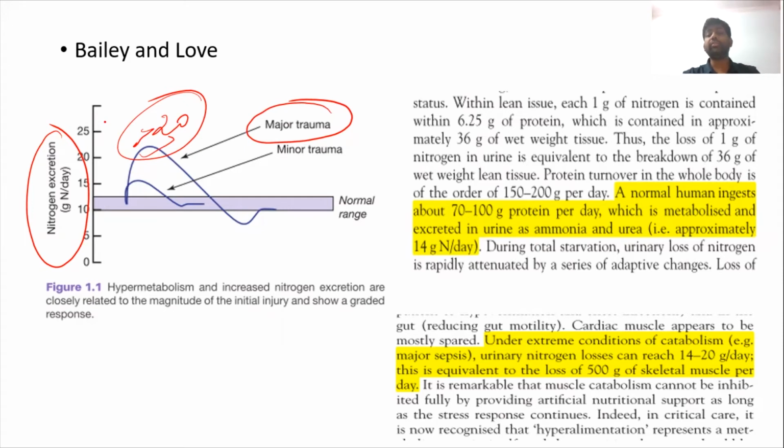The second important thing is that these two statements from Bailey and Love are very important. The first thing, they clearly mention that the normal excretion of nitrogen is up to 14 gram per day, and in case of trauma or sepsis, the nitrogen excretion increases to around 20 gram per day, which is equivalent to loss of 500 gram of skeletal muscle per day.